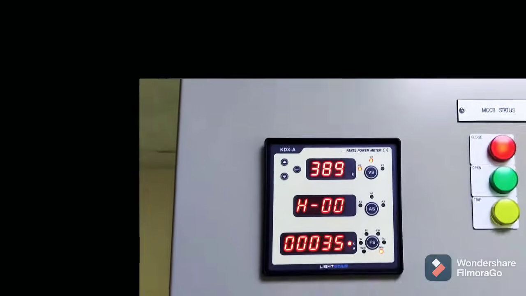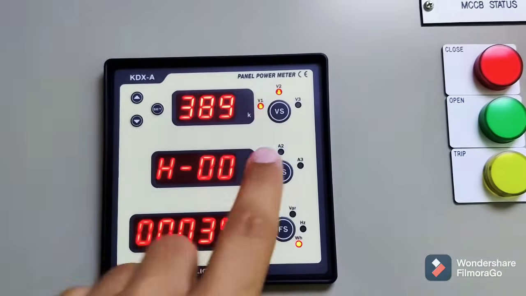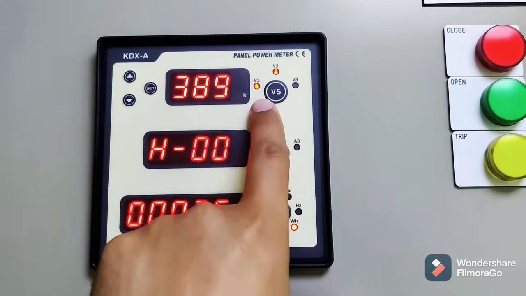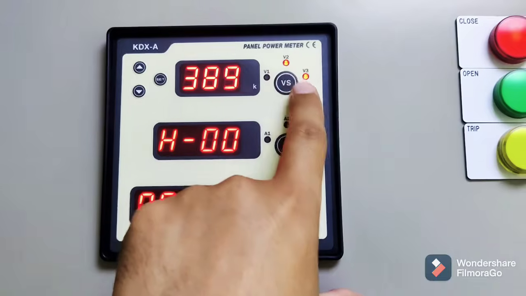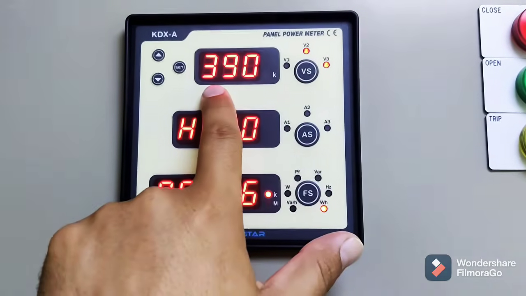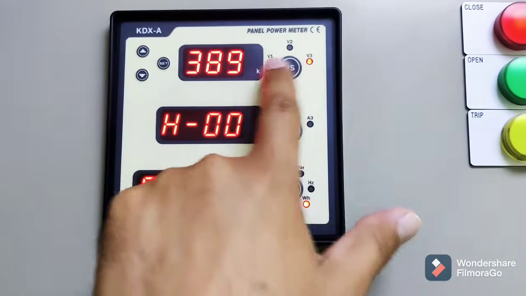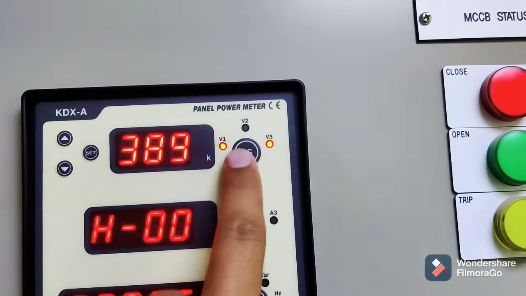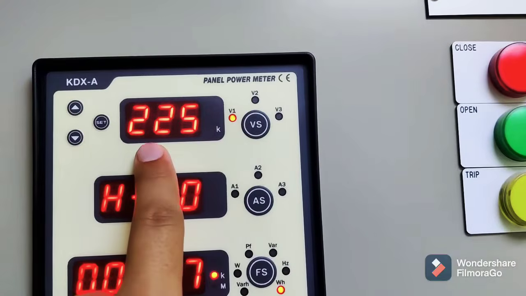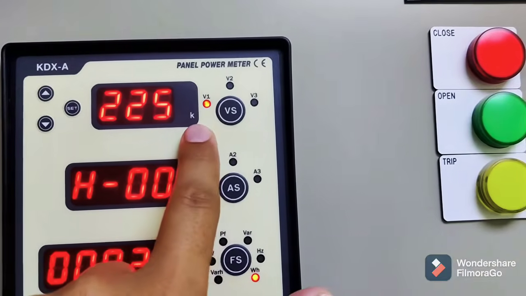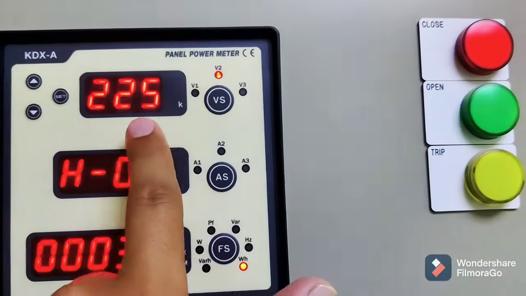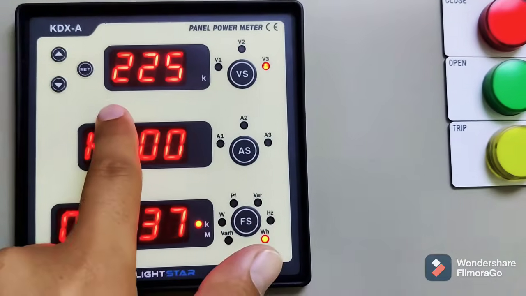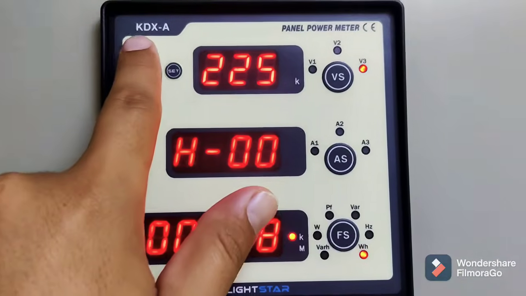Hello guys, today we are discussing the power meter, and here you can see this is our energy meter. So we can use it for voltage, like 3-phase voltage, 389 showing. Each phase, V1, V2, V3 line, is showing. Now this is single-phase voltage, 225. V2 is the same, 225. Now we'll check V3, also 225. So the voltage is okay.